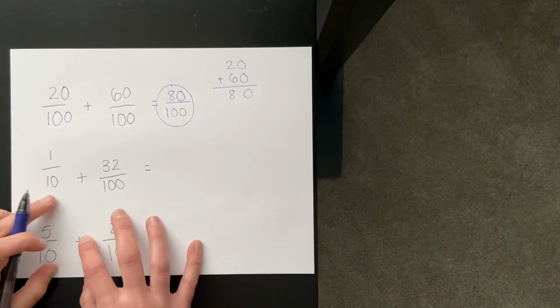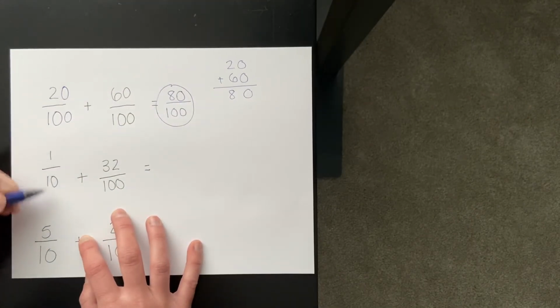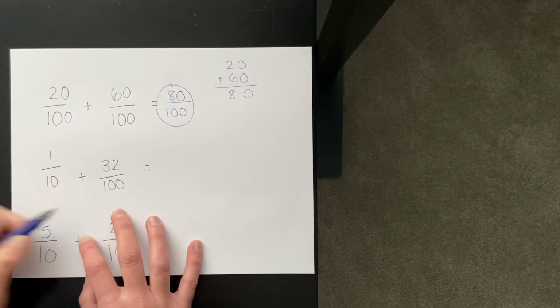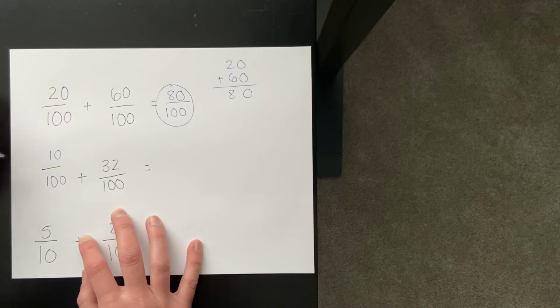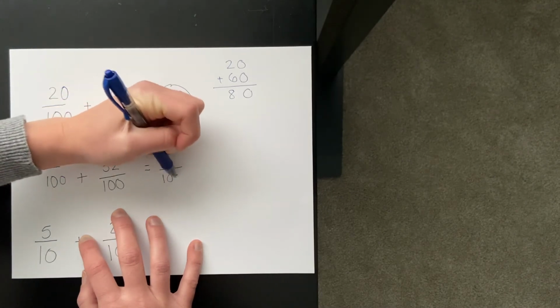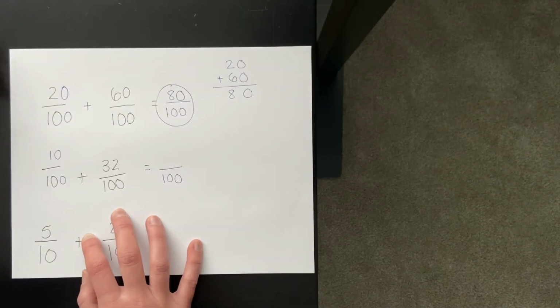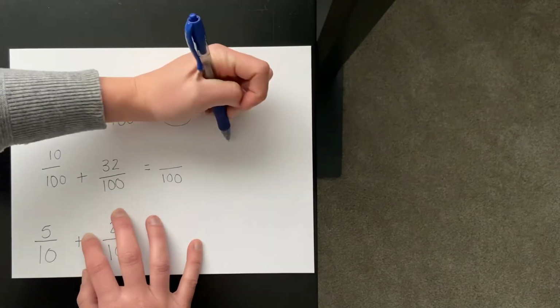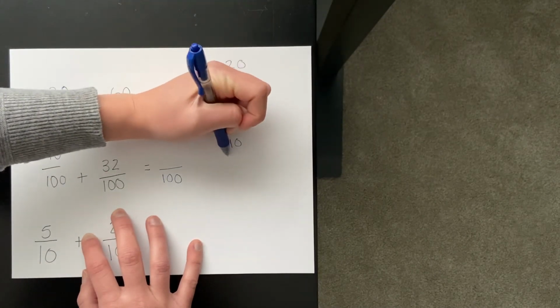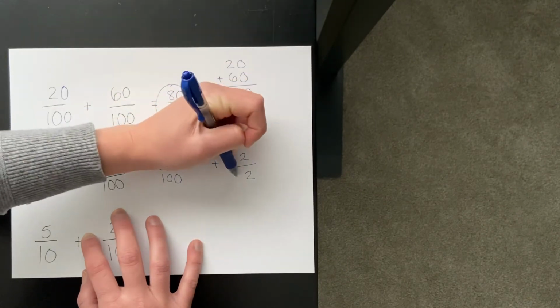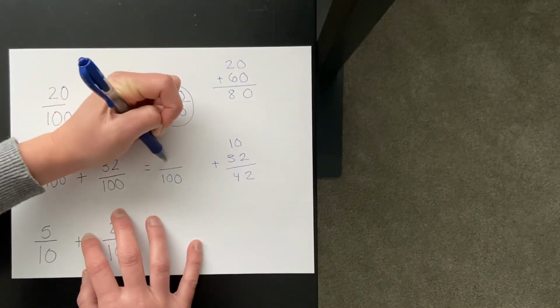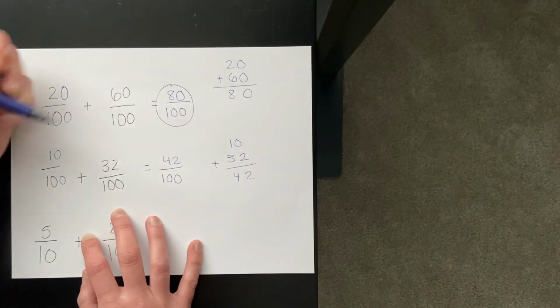We're going to do the same thing down here. 1/10 plus 32/100. I'm going to add zeros. We know the denominator is going to stay 100. And then we just need to add up the numerators. 42/100 is your answer.